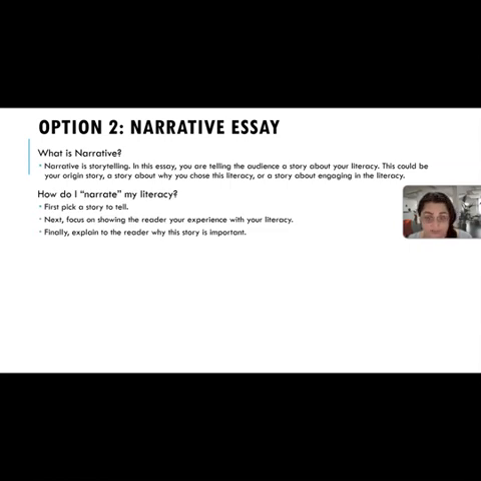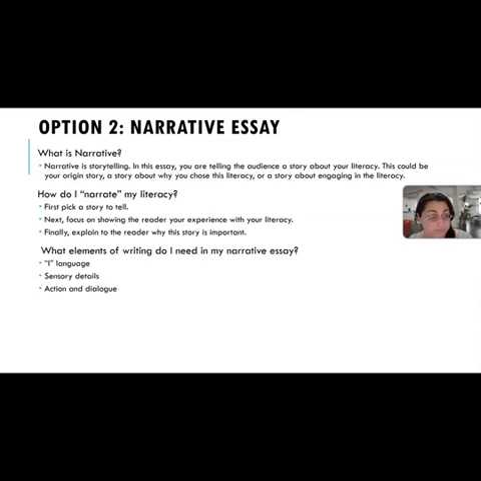So how do you narrate that literacy? Well, you've got to pick a story to tell, and then you have to focus on showing the reader that experience with your literacy, and finally you explain to the reader why the story is important. And what does that mean? What do you need? Well, most stories focus with I language. We use I language to talk about that time the first time I played Dungeons and Dragons, or the first time I played this tabletop game that I love.